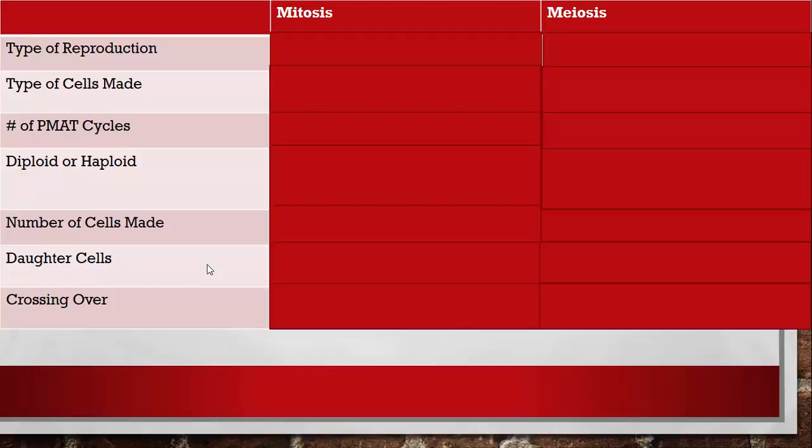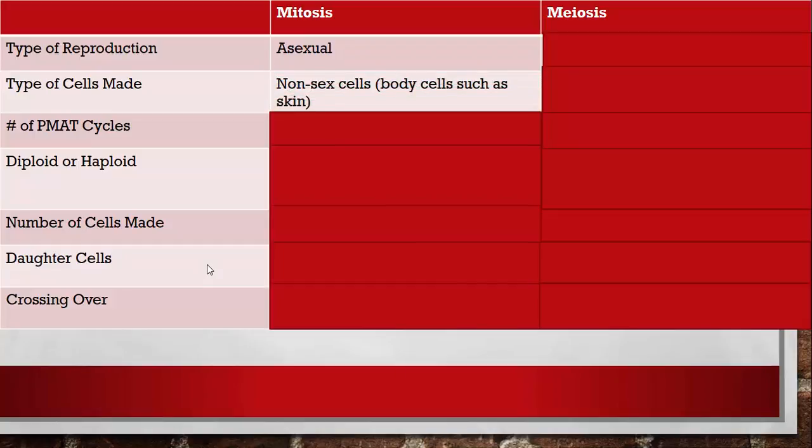So let's talk about the type of reproduction. We're going to start with mitosis, which is asexual. The A meaning not sexual. It doesn't mean not having sex. It means there's no sex cells being used. So these are cells that are non-sex cells, and they're going to be body cells such as your skin. Any cells that are not sex cells reproduce by mitosis, and that is also known as asexual reproduction.